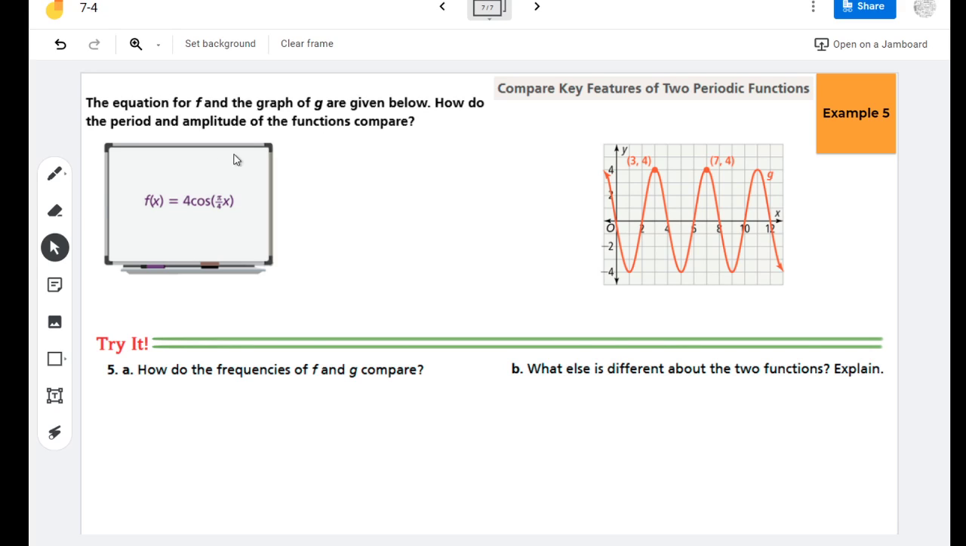In this first part, it wants us to compare the period and the amplitude. I think the amplitude's easy, so I'm going to start with that. My amplitude on my equation is the absolute value of the number being multiplied to the trig function, so my amplitude on this equation is 4. For my graph, notice that it goes from -4 to 4, so my midline is at y equals 0. So this has an amplitude of 4 as well.